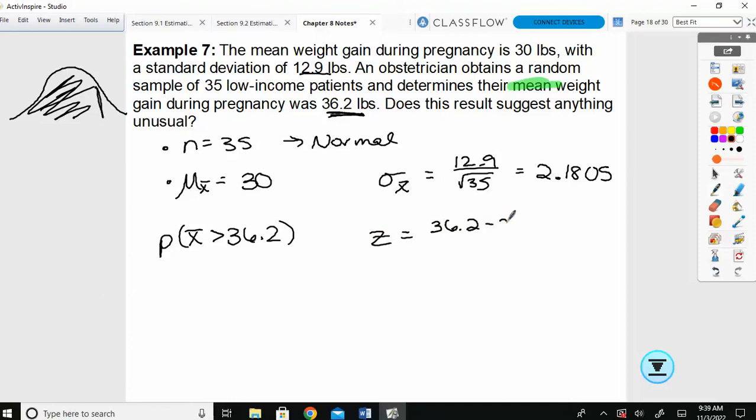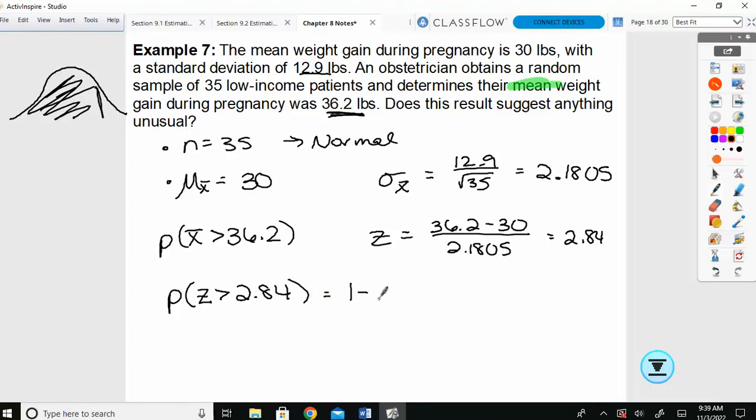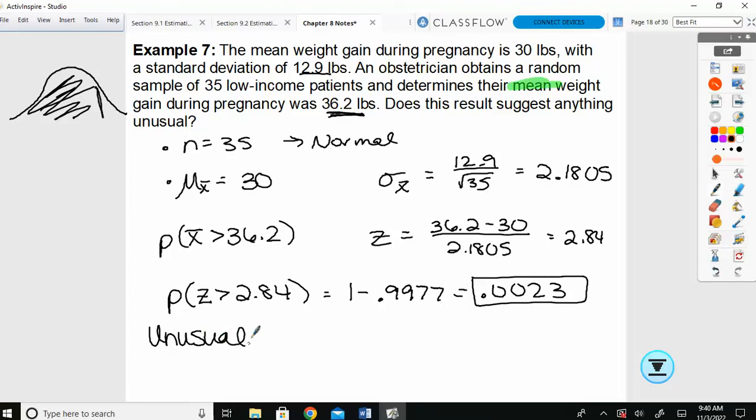So we've got to get our Z. We only need 2 decimal places for Z's, 2.84. So I want the probability Z is bigger than 2.84. So for greater than, what do we do? 1 minus. Look up 2.84 on the table. Okay. So is my result unusual? Yes, it's less than 5%, so this is definitely unusual.